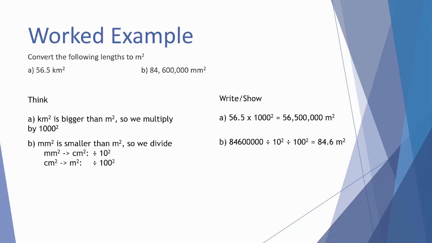We can do this in our head, or if we want to, on our calculators, and we get 84.6 meters squared. Again, we've shown all our workings here for our teacher, and we've made sure that we've put our units and we're using the correct units. The area will be a squared unit.